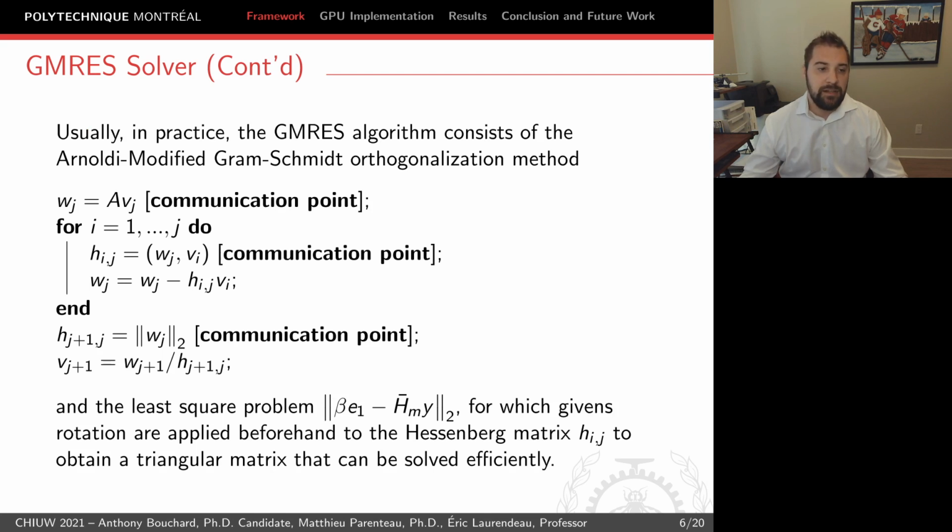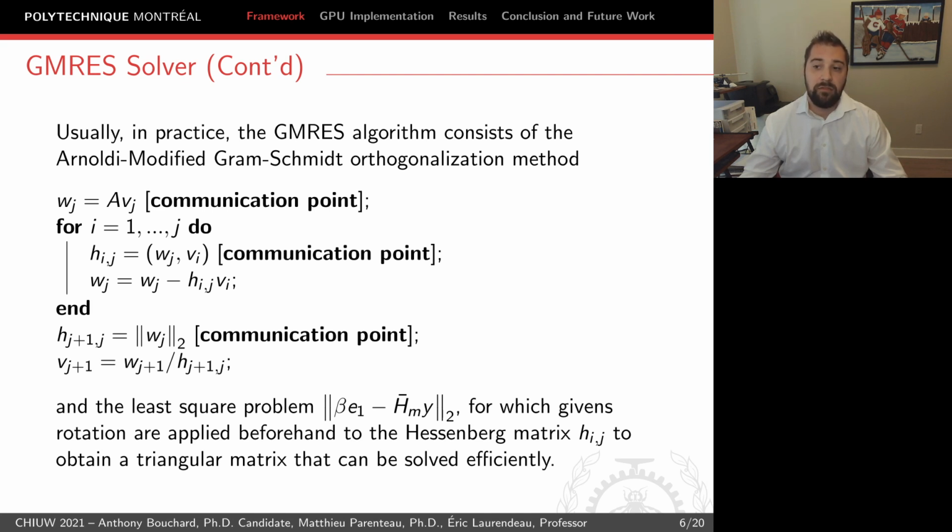This slide here presents the algorithm of the GMRES method, which consists of the Arnoldi modified Gram-Schmidt orthogonalization method, shown here, followed by the least square problem. To efficiently solve the least square problem, Givens rotations are applied to the Hessenberg matrix to obtain a triangular matrix. The Givens rotations and the least square problem are both solved on the CPU given they are inexpensive.